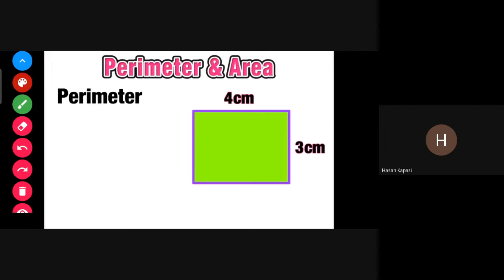Ma'am, is the formula for perimeter of rectangle the same till 10th standard, or does it change? Yeah, till 10th standard, the same formula you have to use. I will teach you the formula now. So now let you see this.